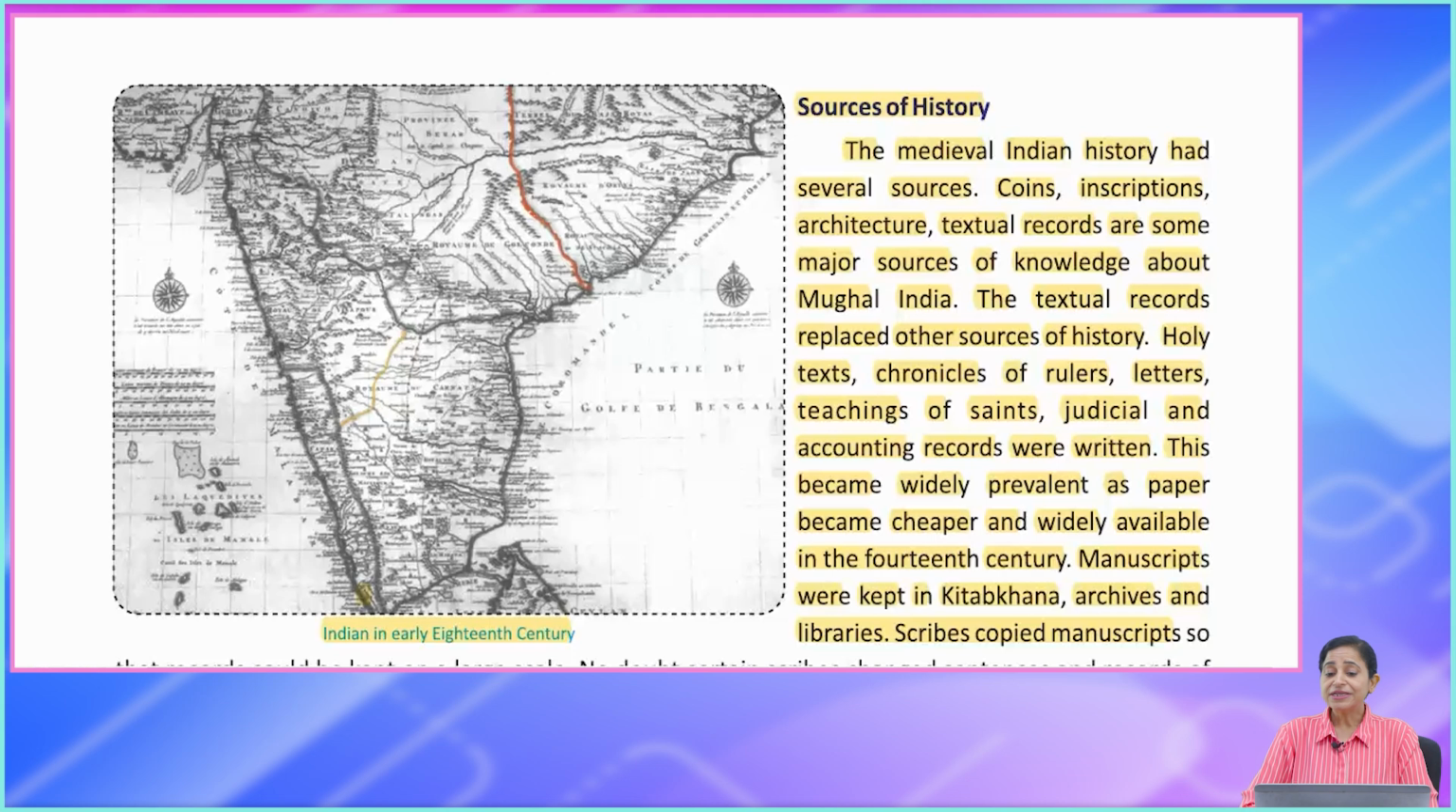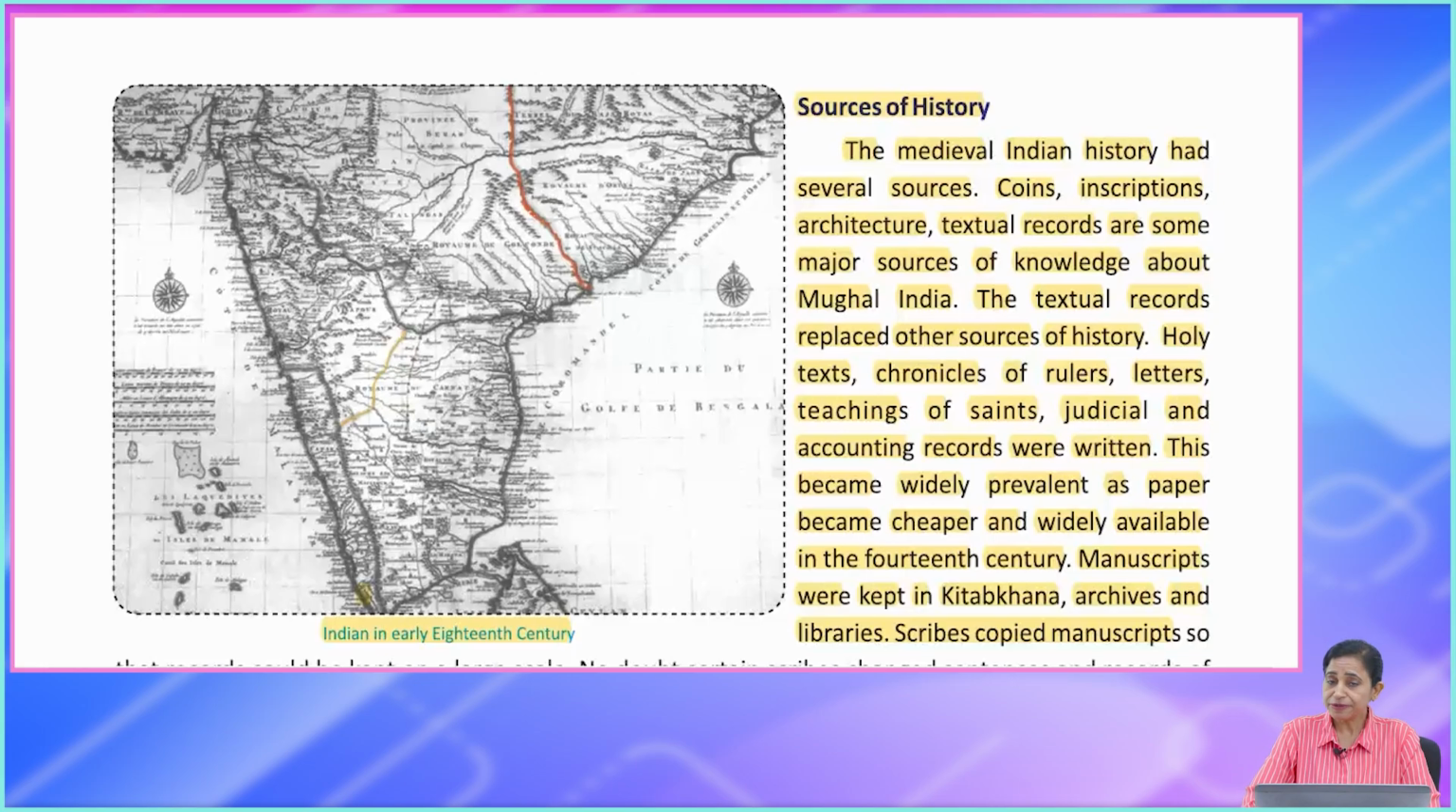Sources of history. The medieval Indian history has had several sources: coins, inscriptions, architecture, textual records are some major sources of knowledge about Mughal India.